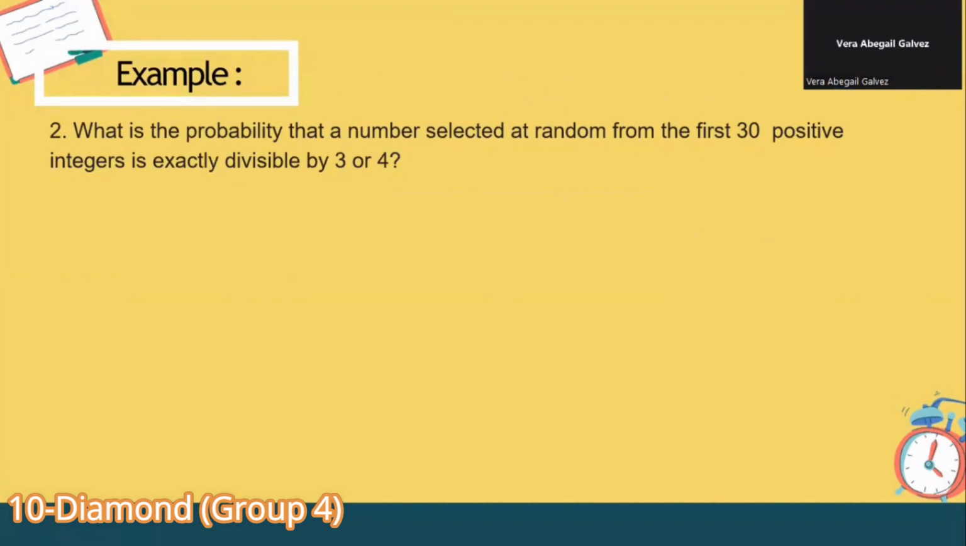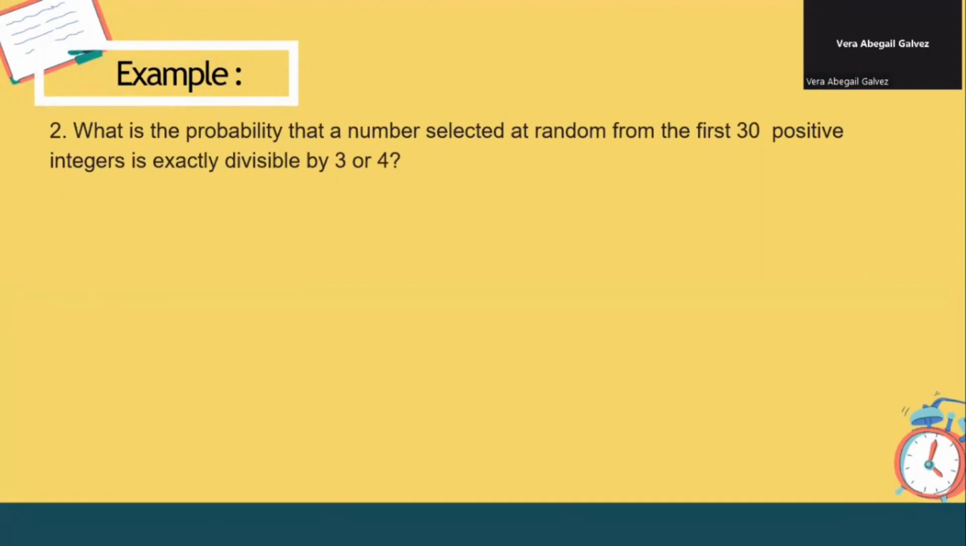Example number 2. What is the probability that a number selected at random from the first 30 positive integers is exactly divisible by 3 or 4? The two events are: event A, selecting a positive integer divisible by 3, and event B, selecting a positive integer divisible by 4.